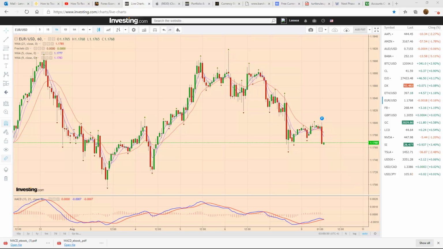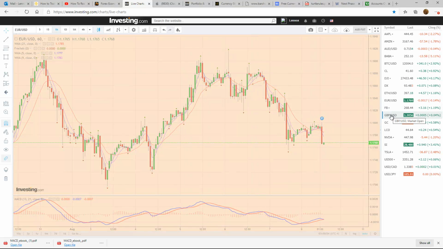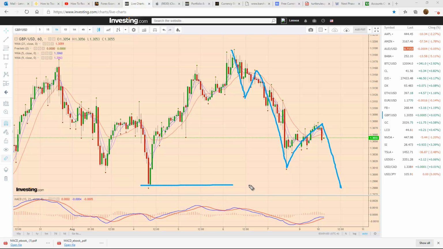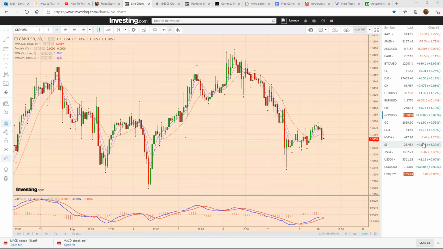Okay, so on the GBP US dollar, a similar setup is also there. So again, I'd be looking for a push back down to this support area and in the short term. Okay, and on the New Zealand US dollar, which we don't have here, let me just put that in.